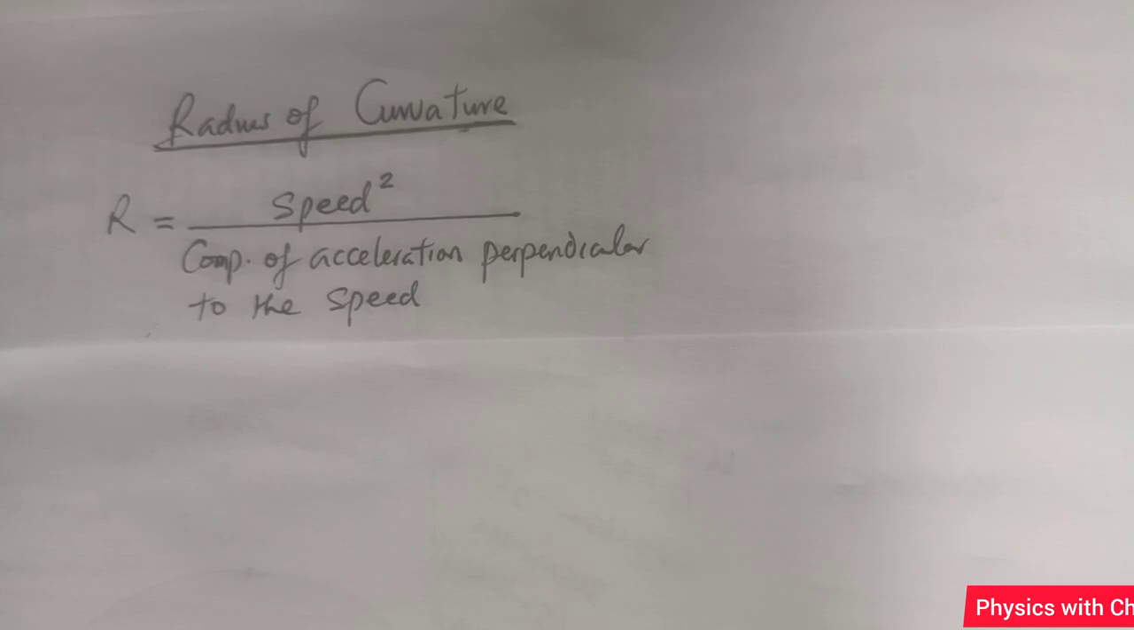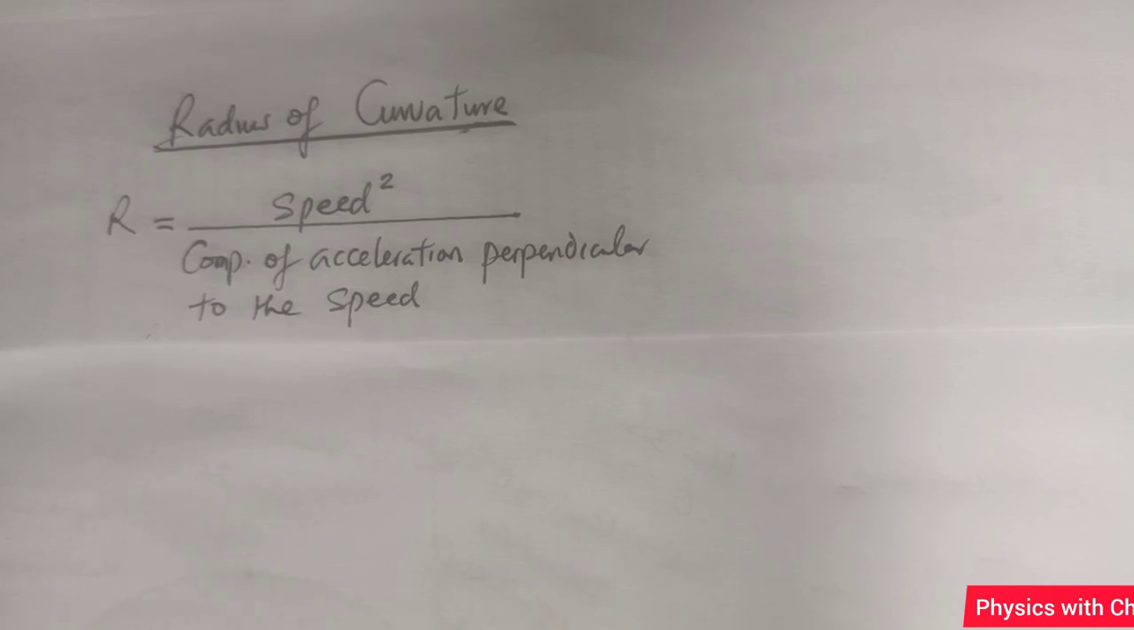Now we move further to look at this topic, still under circular motion, in this presentation: radius of curvature. Because when a body is projected, like in the case of a projectile, whether it is a horizontal projectile or projected with an angle theta degrees to the horizontal, this body describes a curve, a path like a parabola.